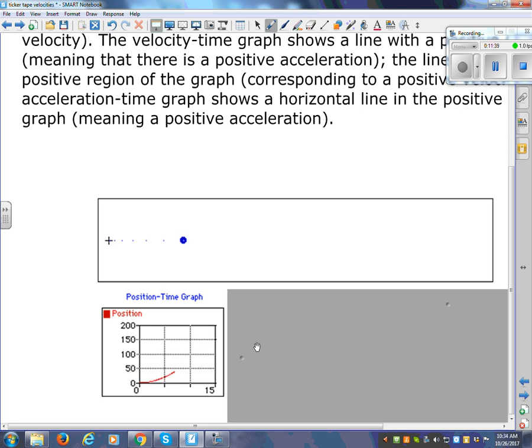What would the corresponding velocity time graph look like? Now we're starting to get it a little bit harder. What would the corresponding velocity time graph look like?